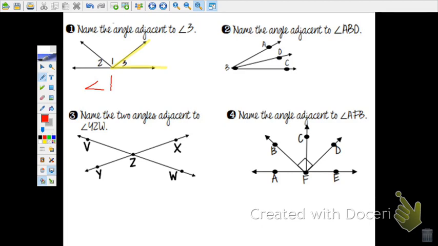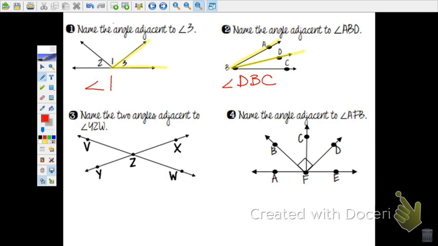Number 2 says name the angle adjacent to angle ABD. So what's an angle adjacent to angle ABD? Angle DBC. Or we could switch the C and the D around. Remember, trace it with your finger to get those letters in the right order.